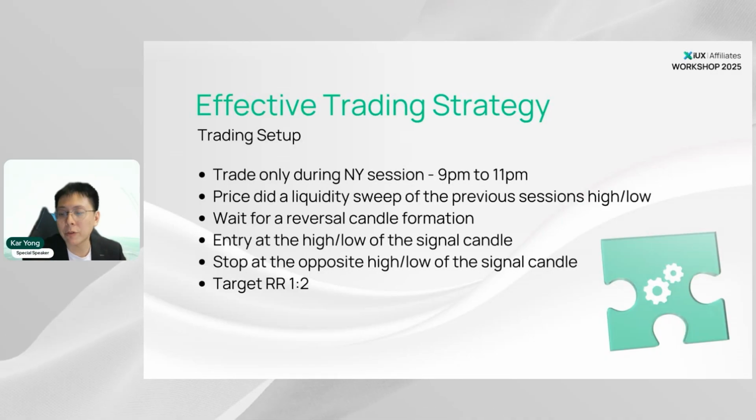Once we have a reversal candle formation, that becomes our signal candle. If you want to buy, we enter at the high of the candle, and our stop will be at the bottom. Can you follow? Very straightforward. Then we target a risk to reward ratio of 1:2. That means if today I'm going to put a 1% risk, I want to at least make back 2%. If I'm putting in, for example, a 30 pip stop, I want to make back 60 pips. That's what 1:2 means.